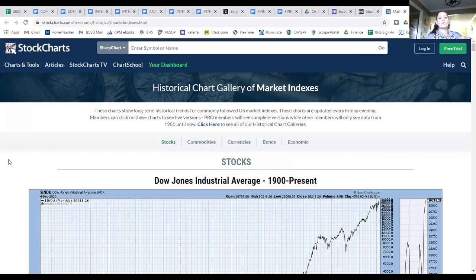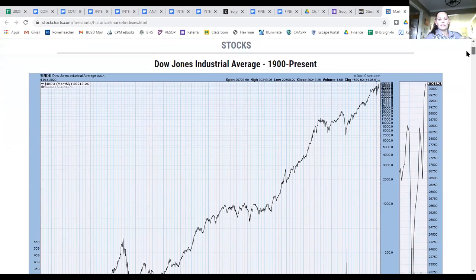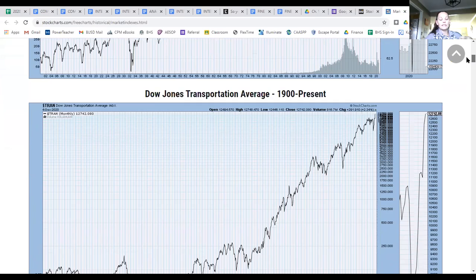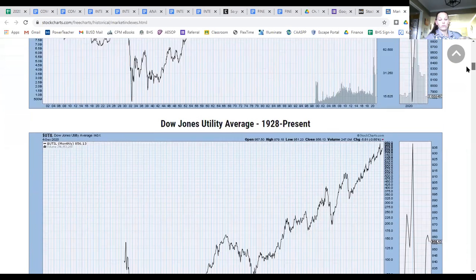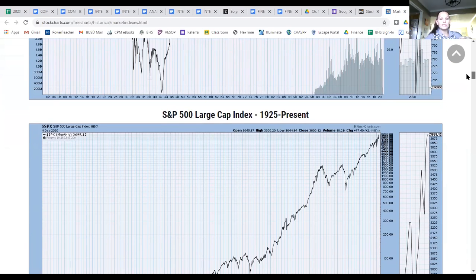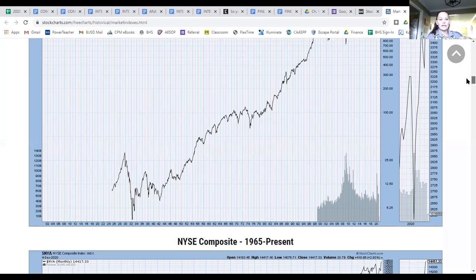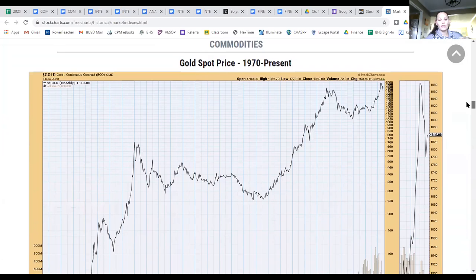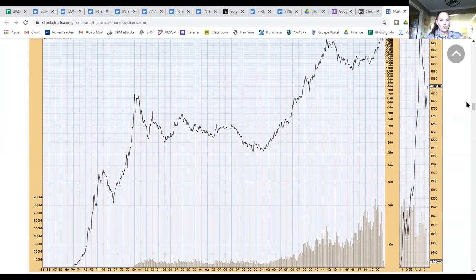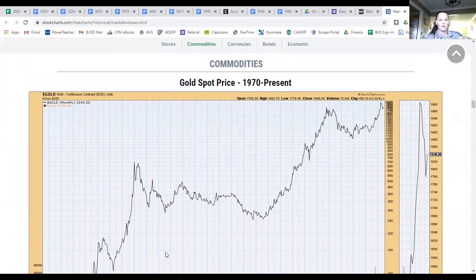And then this is a historical chart of the market indexes. This is the Dow Jones Industrial Average from 1900. This is the Dow Jones Transportation Average, and then the Utility Average. You can see that they've all gone up. The S&P, again, you can see how much these have gone up. I did want to scroll down. Commodities also, like this is gold. The price of gold, I think it starts down here from 1970 to now. You can see how much the cost of gold has skyrocketed.